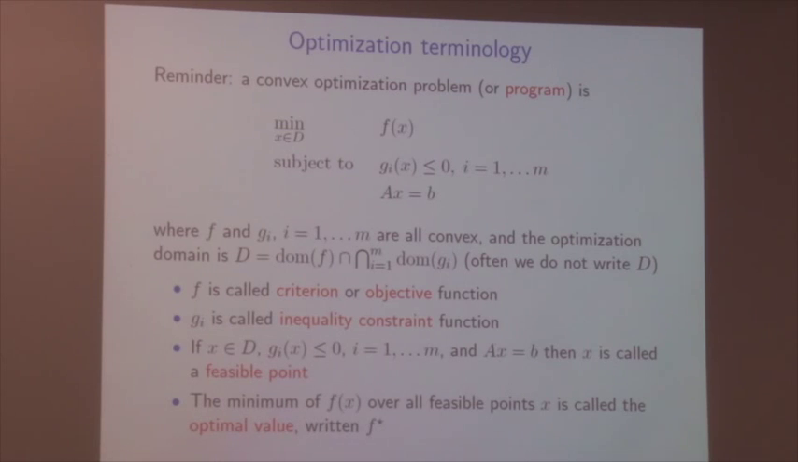So if X is in the proper domain of the functions, and it satisfies these inequalities, we call it a feasible point. We've already been using this term. And then the value of F that is the minimum over all of the feasible points is going to be called the optimal value.